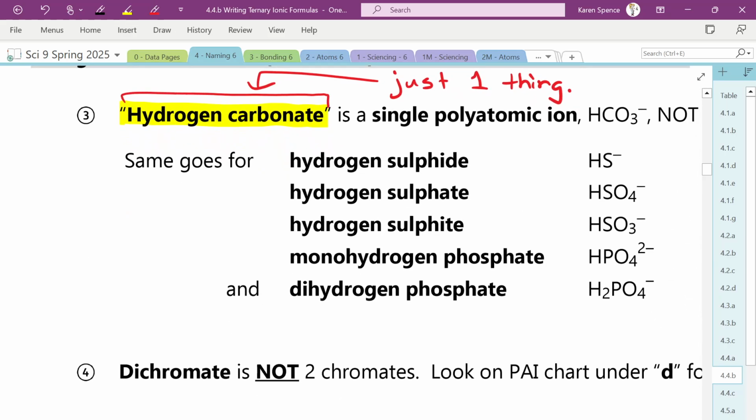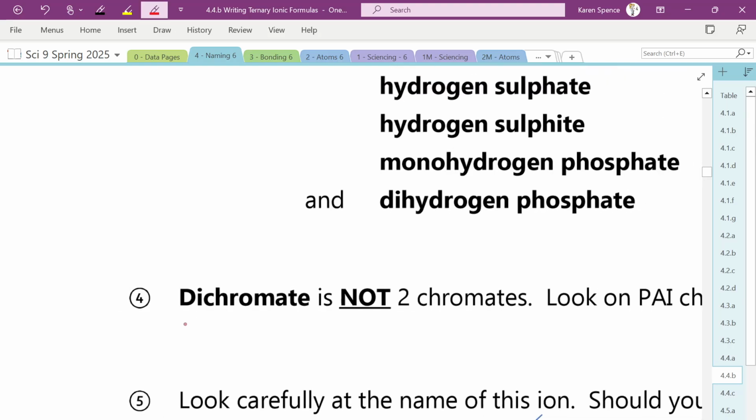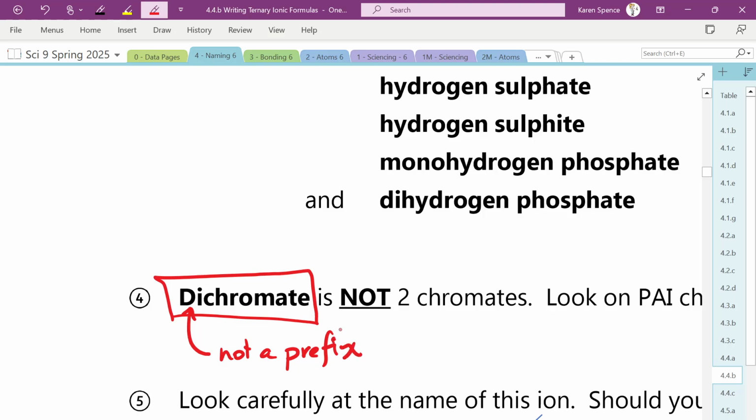Some other weird things. Dichromate. Everyone sees dichromate and they think that we're using prefixes, but we're not. Not a prefix. Well, it is kind of, but it's not. It's not a covalent prefix. And the only way I can tell you this one is to tell you you need to look up dichromate. Look it up. And you need to remember to look it up. And the only way to remember to look it up is to put some effort into remembering it.